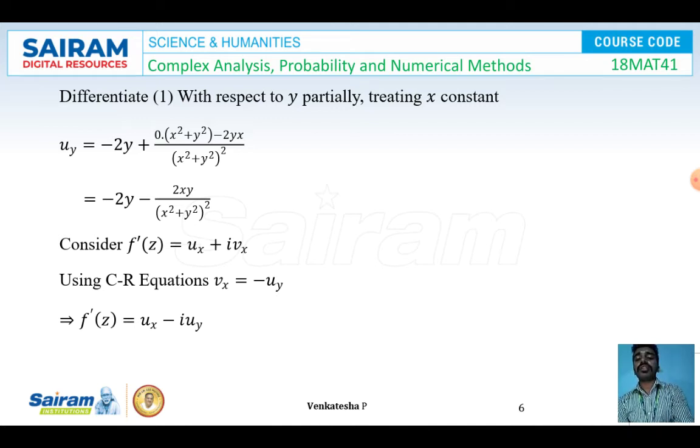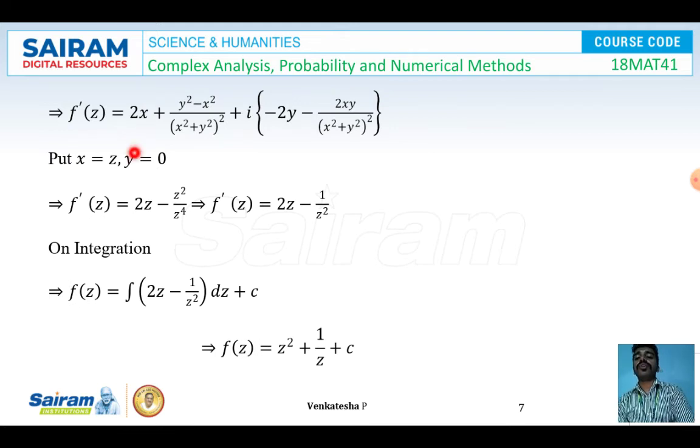So the equation leads to f dash of z is equal to (2x plus y square minus x square) by (x square plus y square) whole square plus i times (minus 2y minus 2xy) by (x square plus y square) whole square. Now I'll be replacing x is equal to z, y is equal to 0. If I put x is equal to z and y is equal to 0, this complete term will get eliminated here. So I'll be having only (2z minus z square) by (z square) whole square. So I'll be having (2z minus 1) by z square as the function f dash of z.